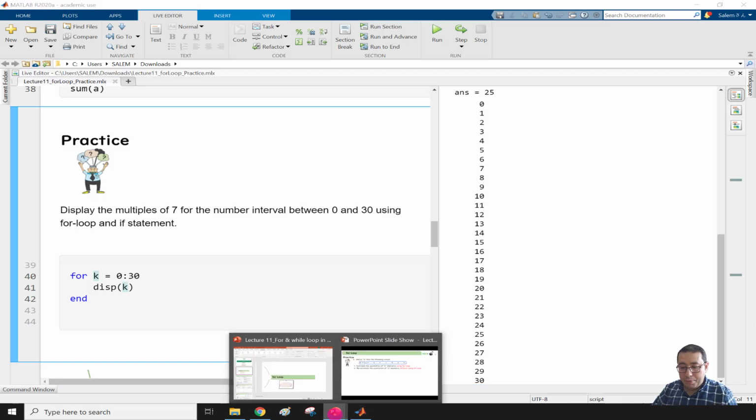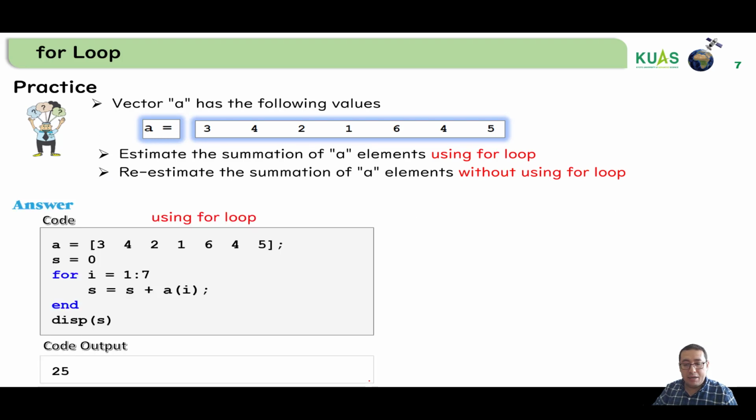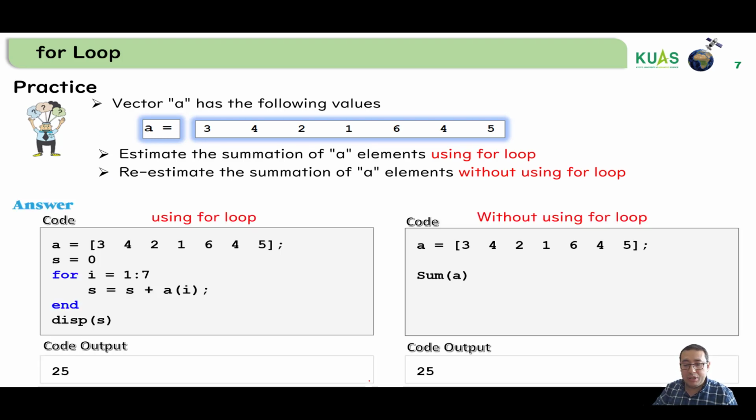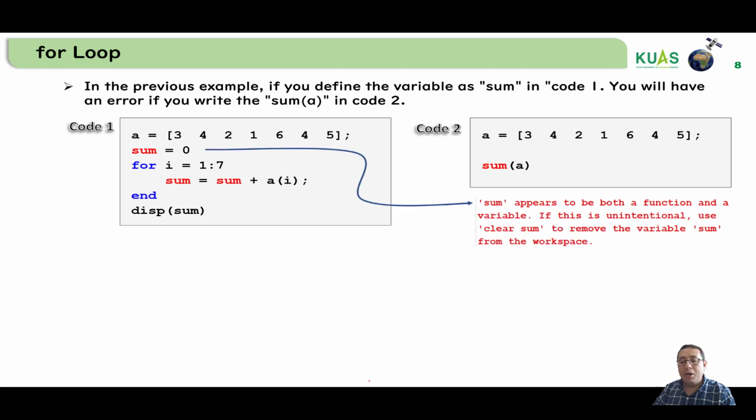So let's go to the PowerPoint. This is the previous example, with and without using the for loops, and this is the error which explains what happens if we use a function name as a variable name.